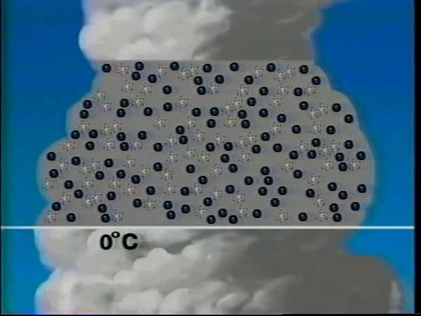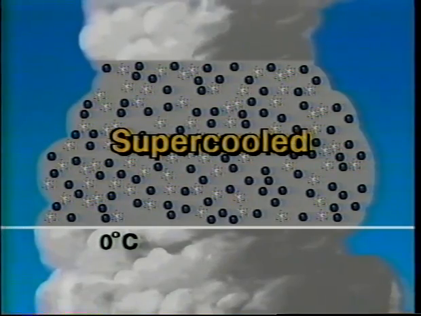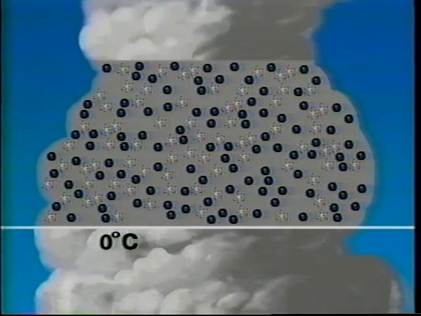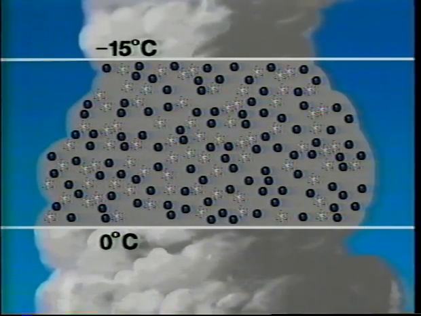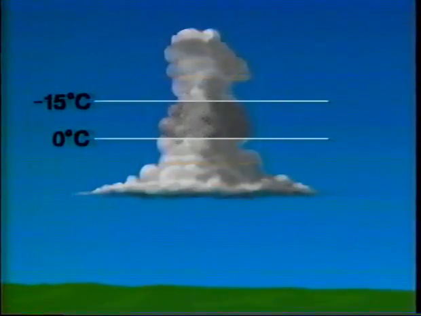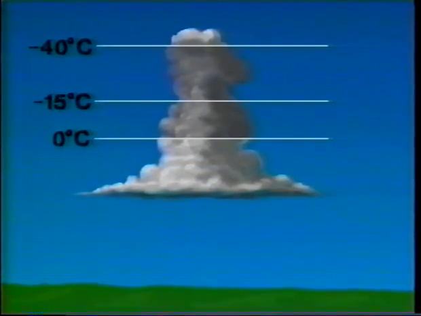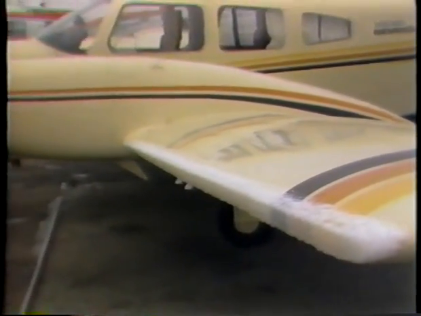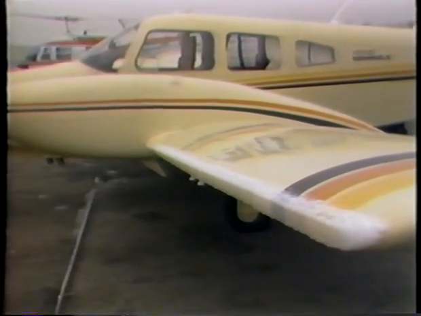Moisture which remains in liquid form at an altitude above the freezing level is referred to as being supercooled. These supercooled droplets are most common between 0 and minus 15 degrees Celsius, but have been observed at temperatures as cold as minus 40 degrees Celsius. This moisture will freeze rapidly should something, such as an aircraft, disturb it.